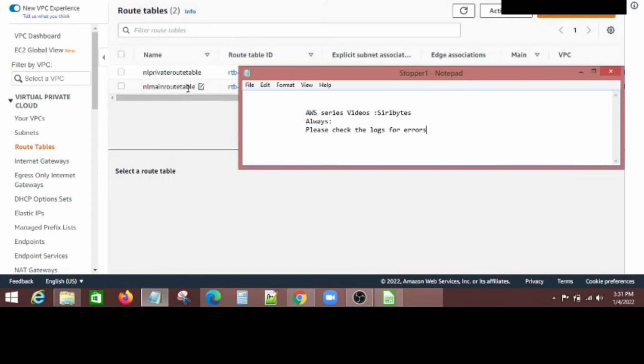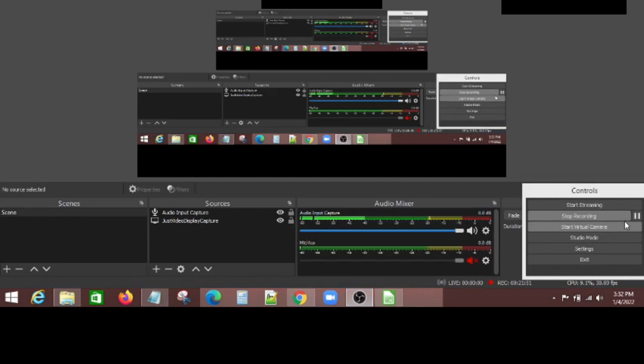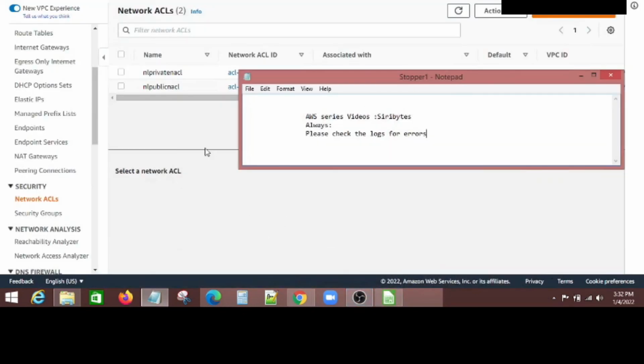This is the main route table, and this is the private route table I created. This route table is associated with all the public subnets, and this route table with the private subnets. These are the network ACLs. This one is associated with public subnets, and this one I created and associated with private subnets.